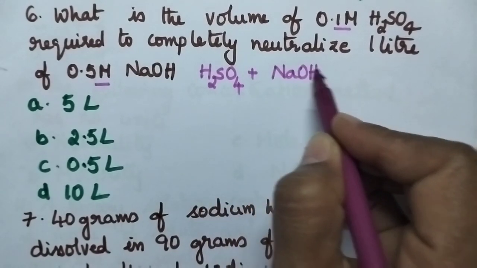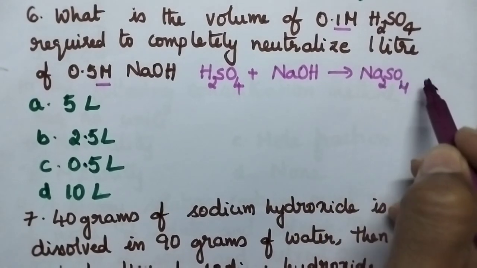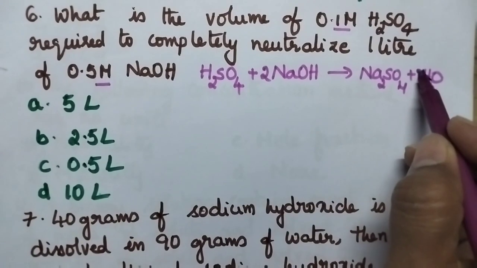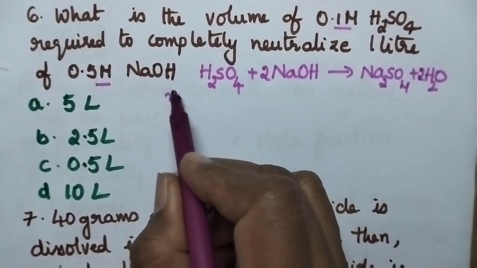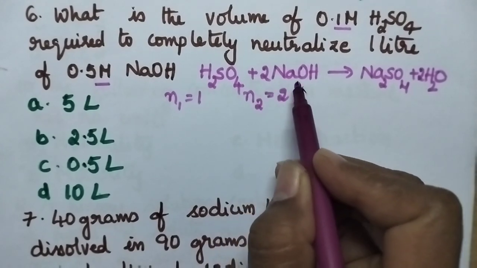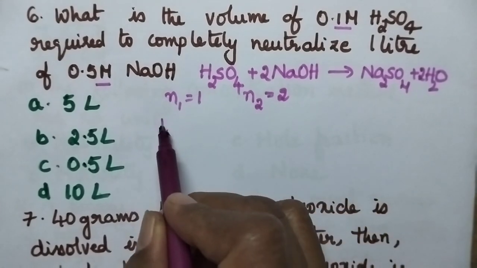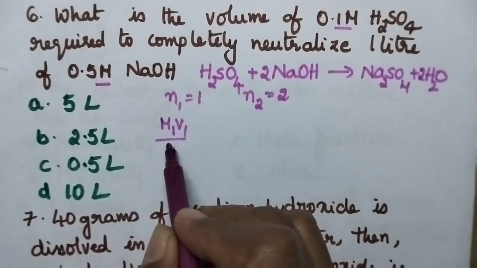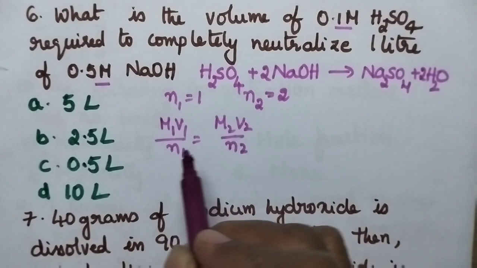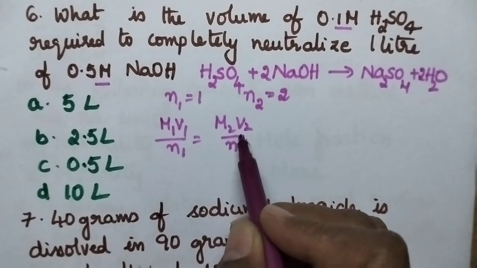So acid reacts with the base and results in the formation of salt and water. So on balancing the equation, it is very clear that 1 mole of sulfuric acid is required to neutralize 2 moles of NaOH. So, in the case of volumetric titrations, we use the expression M1V1 by N1 equal to M2V2 by N2. Here, M1V1 N1 is given for acid, M2V2 N2 are for the base.